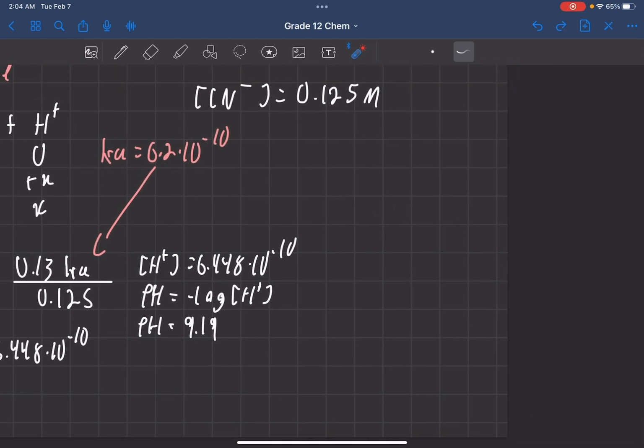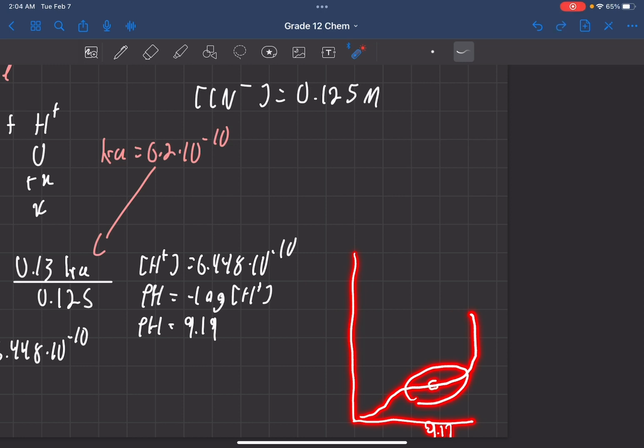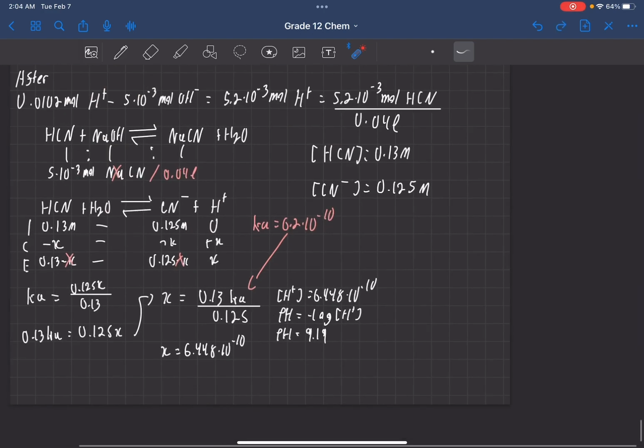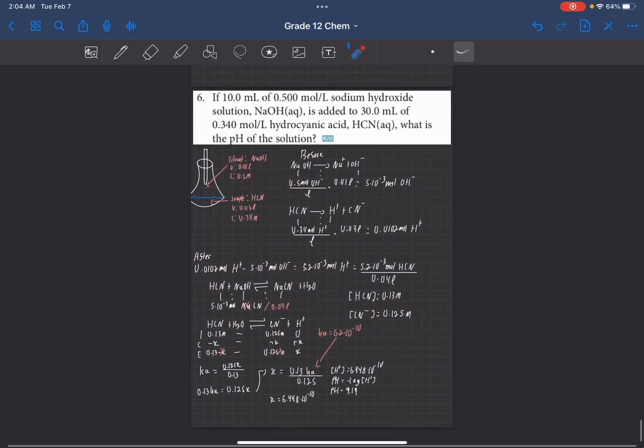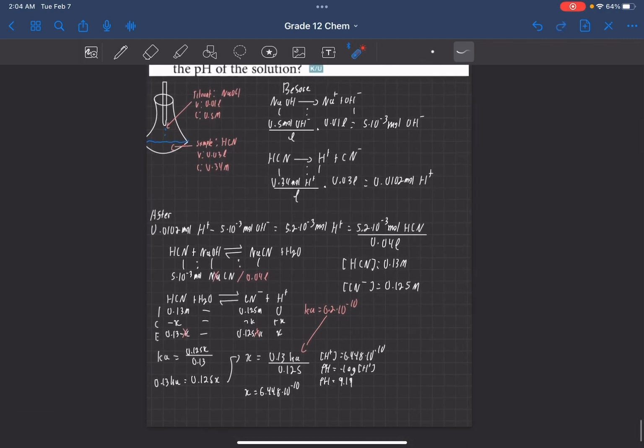So if we want to draw a titration curve, this is our little titration curve. Over here is 9.19, and it looks something like this. We're not really moving that much. This is the buffering region, with 9.19 being approximately where the perfect buffering zone is. In the buffering region, if we add more hydronium or hydroxide, the curve barely rises. But after this buffering zone, there's a dramatic change, and that's where we reach the equivalence point. However, that is beyond the scope of this question, and it is just asking for the pH. So the pH of this titration is 9.19.